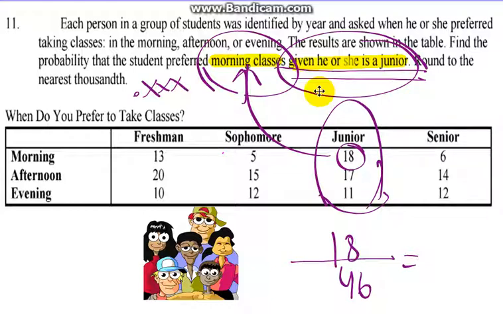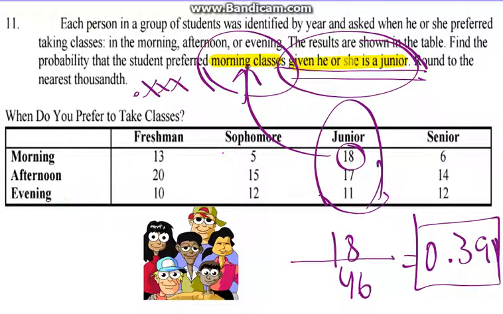So when we do that, we get 0.333. Oh, excuse me. That's wrong. You get 0.391. And that's our answer.